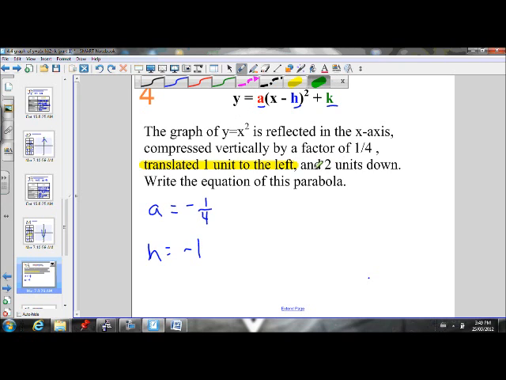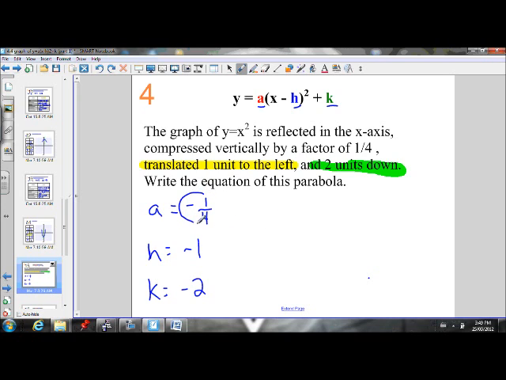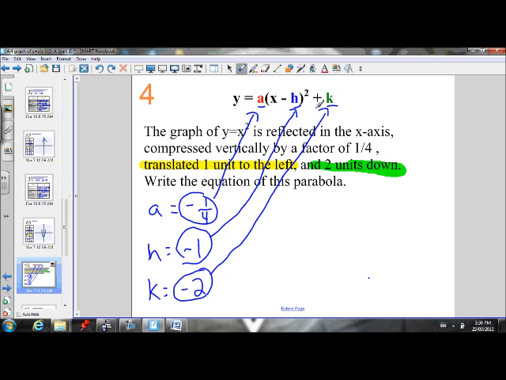The question also tells us that it moves 2 units down. K is responsible for the vertical translation. So the k value must be -2, because when k is negative, it moves down. So our k value is -2. If we're going to write this equation, all we do is sub in these values. So sub in -1/4 for A, -1 for H, and -2 for K.